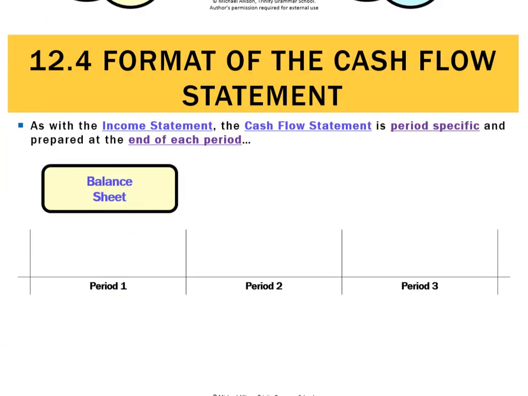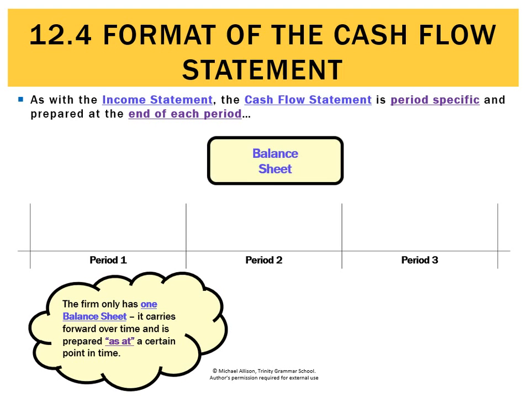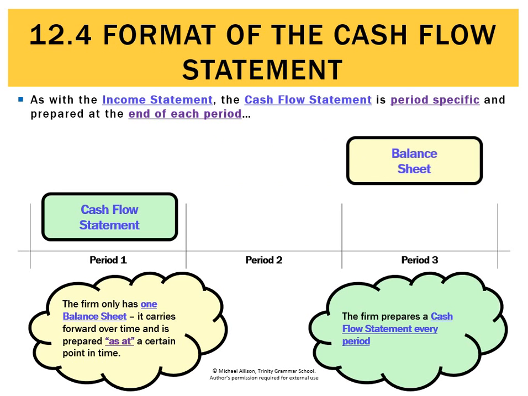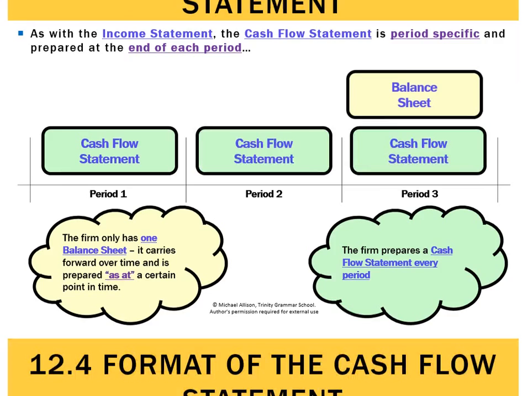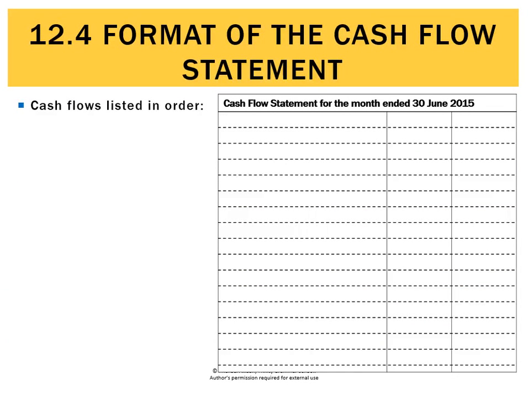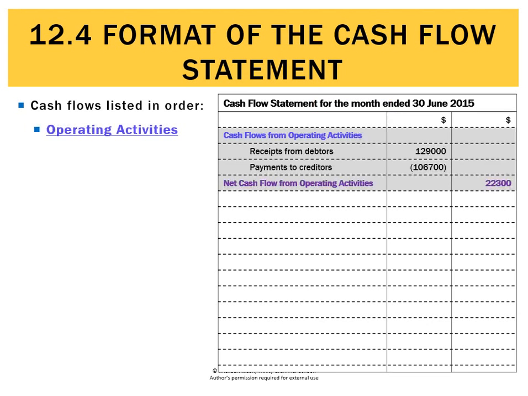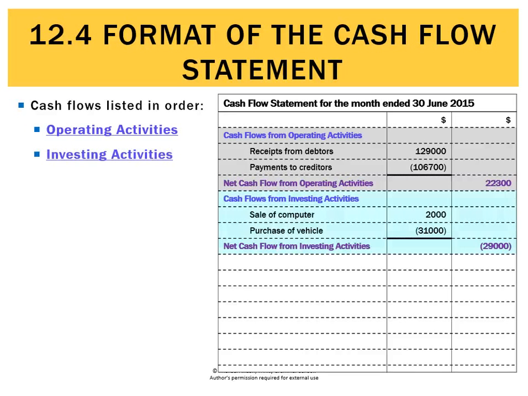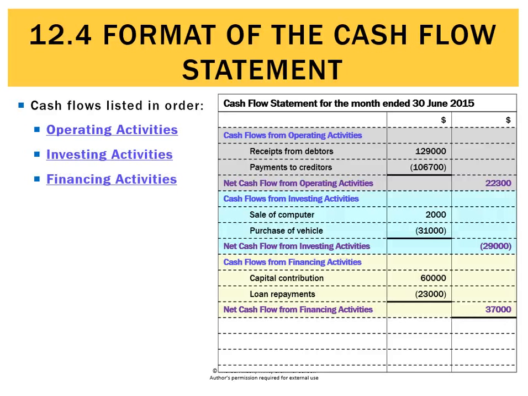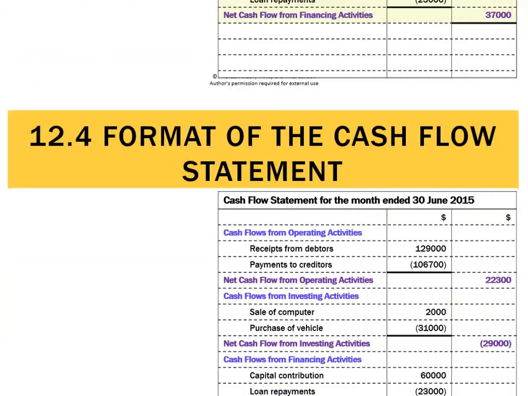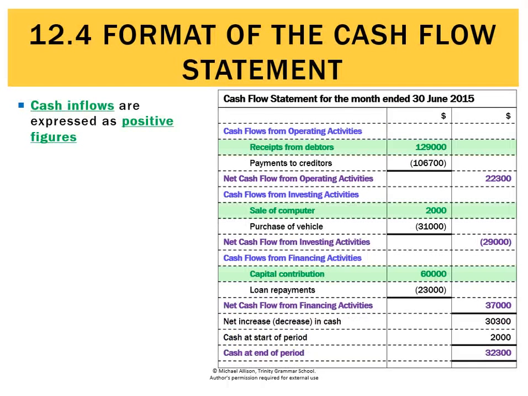Well, a cash flow statement is actually not like a balance sheet. It's like the income statement. We make a separate cash flow statement for each period. So at the top, we're going to use the words for the month ended or period ended, however long the period is. It's not an as at report. And what we do is we start with our operating activities. We then put in our investing. We put in our financing, and then that leaves us with this section at the end.